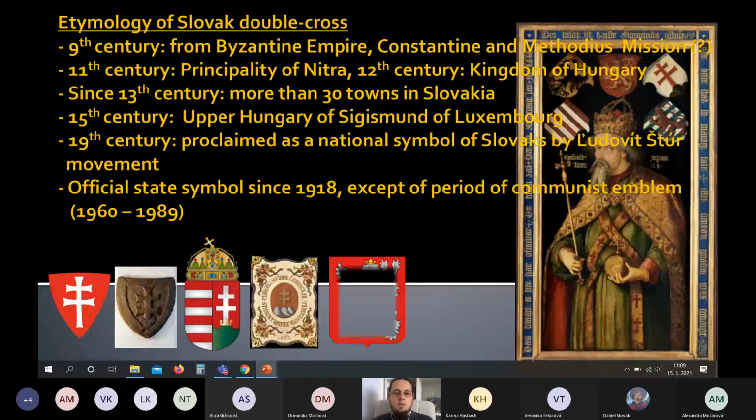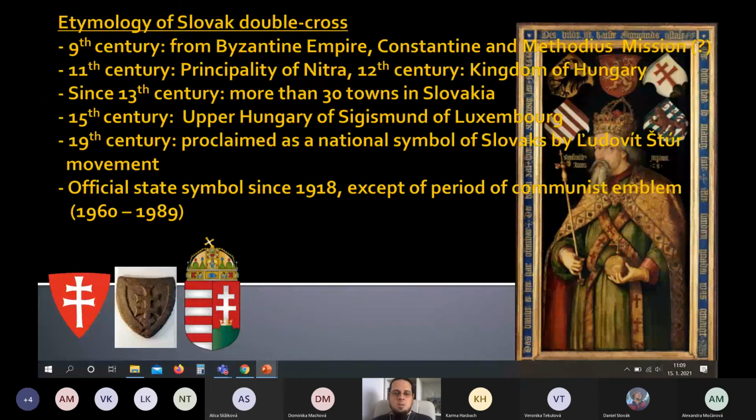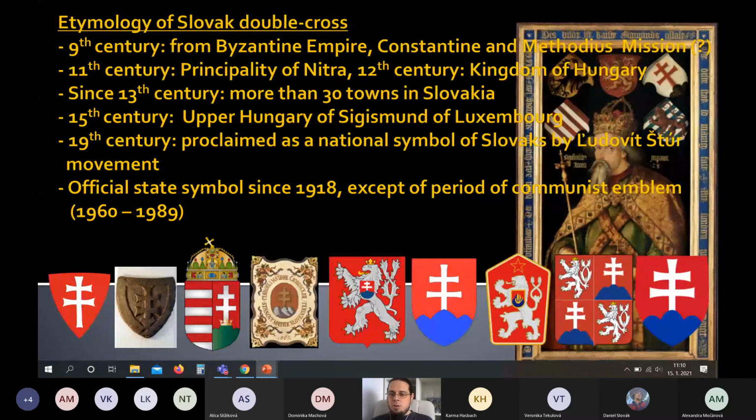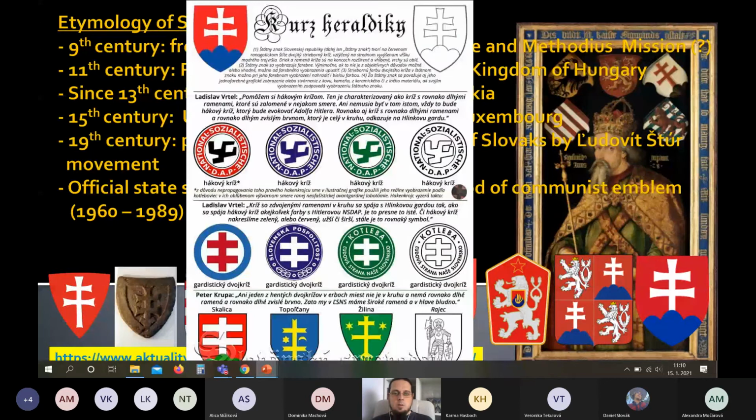Okay, this is my very popular part. Actually, somebody asked, so I just remind you that our design of the coat of arms is from the Sigismund of Luxemburg period, the first half of the 15th century, where this coat of arms was standing alone for the first time as an obvious coat of arms, not only on coins or municipal shields. Okay, the evolution of the Czechoslovak and Slovak crosses and abuse by various political groups, with Ladislav Rettel too.